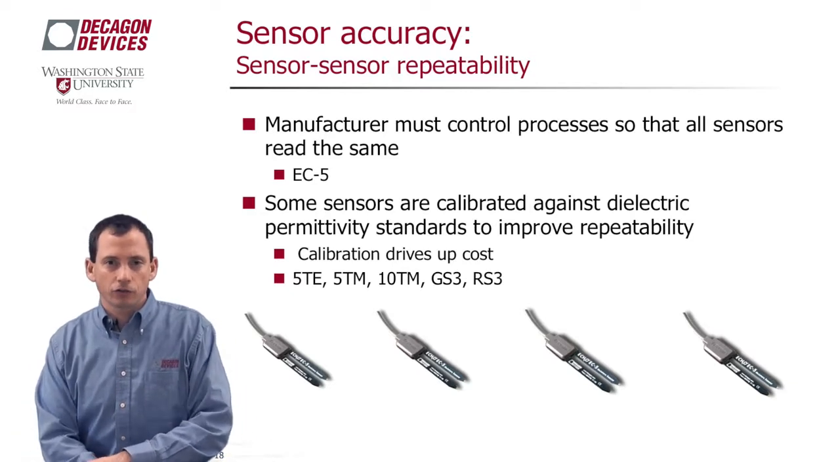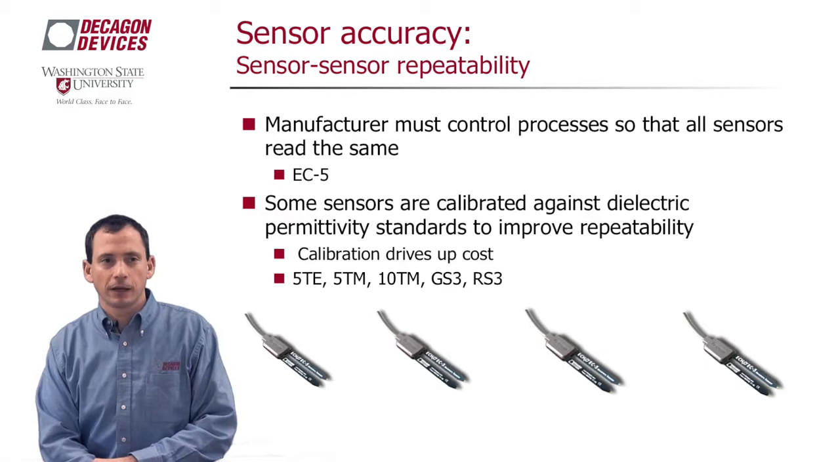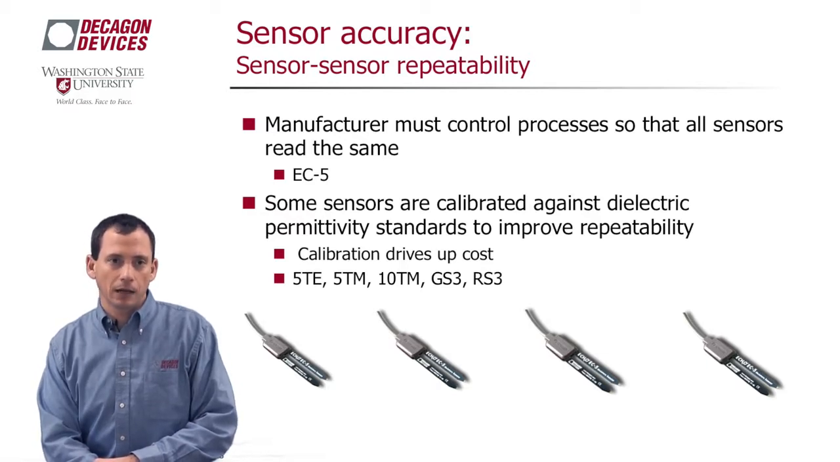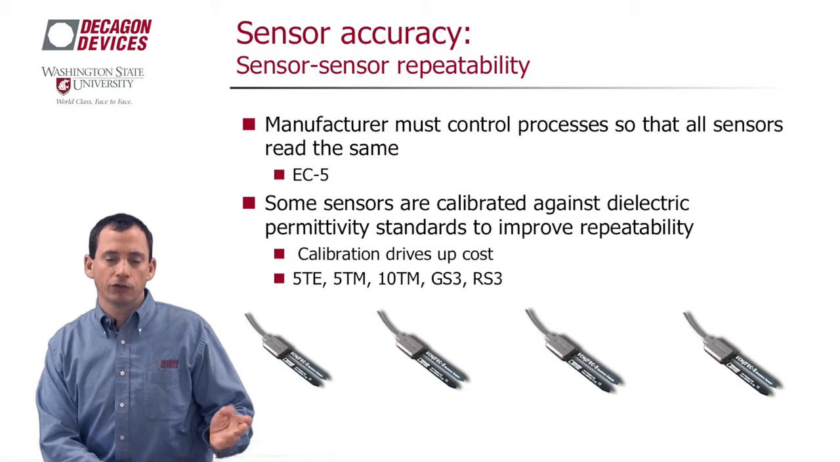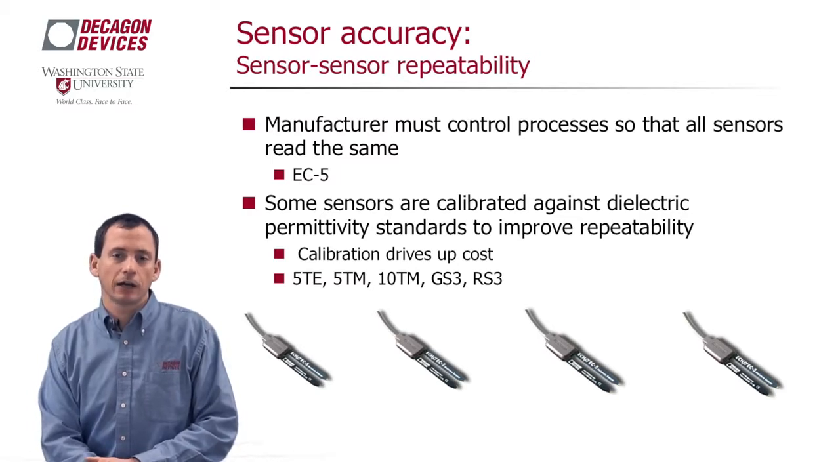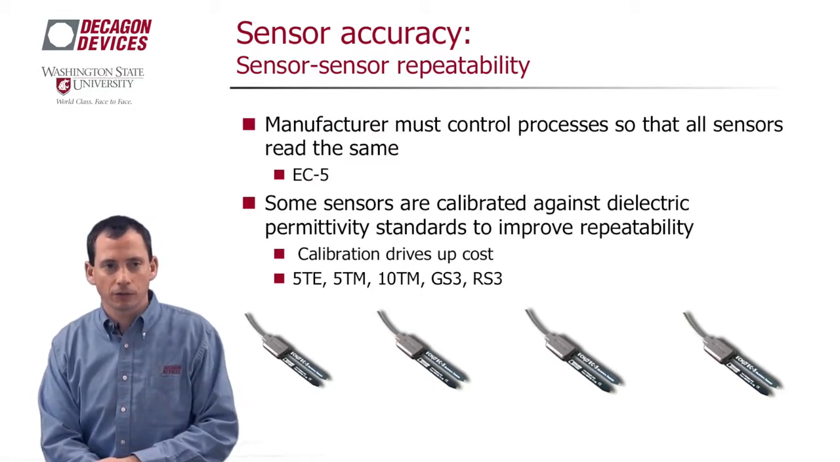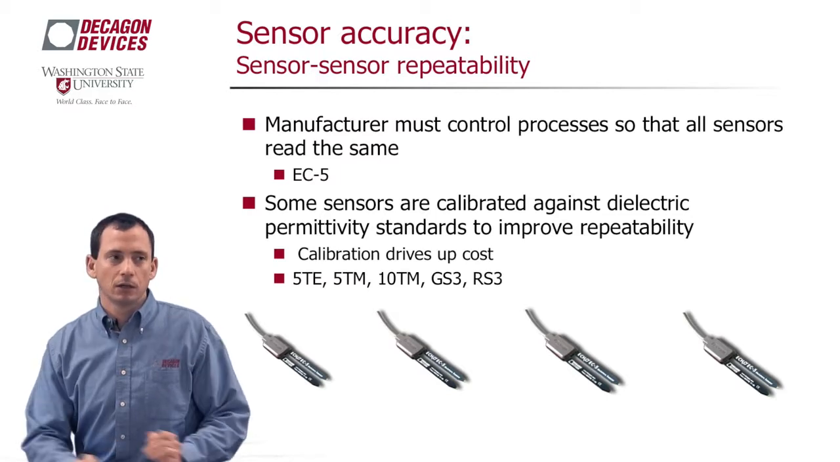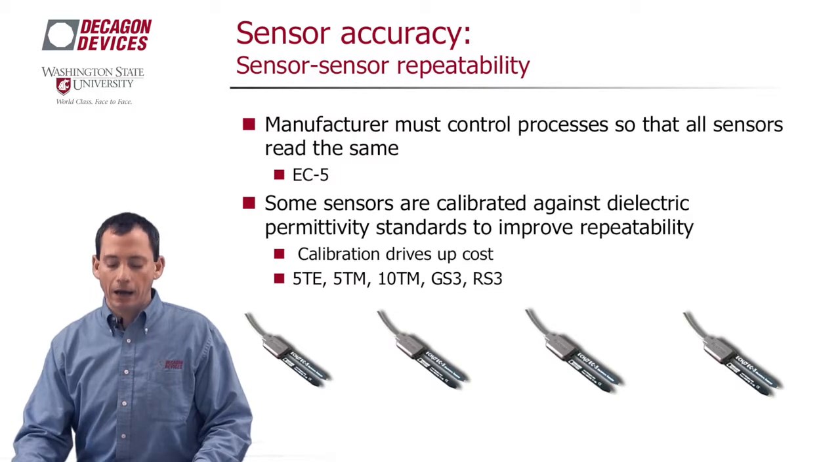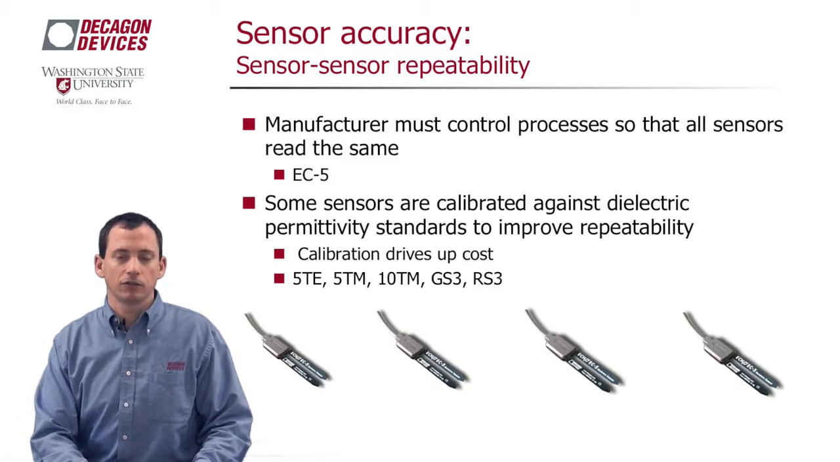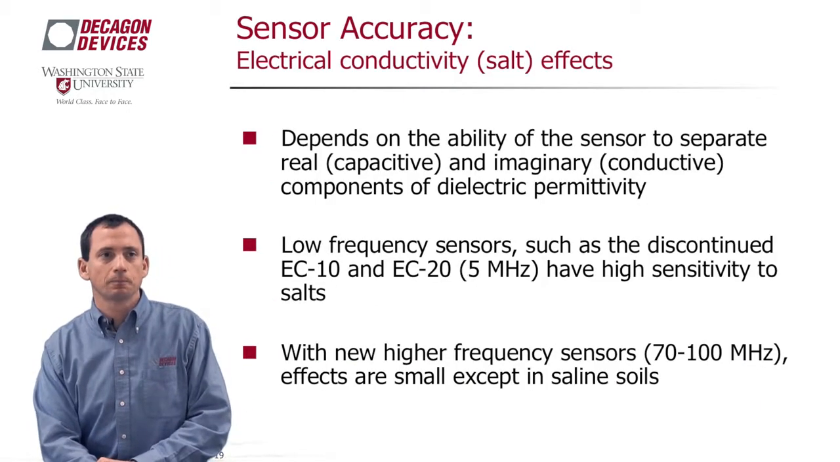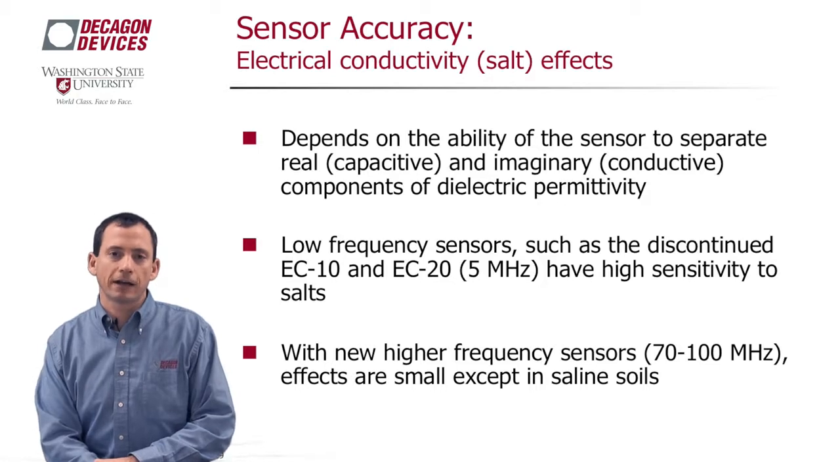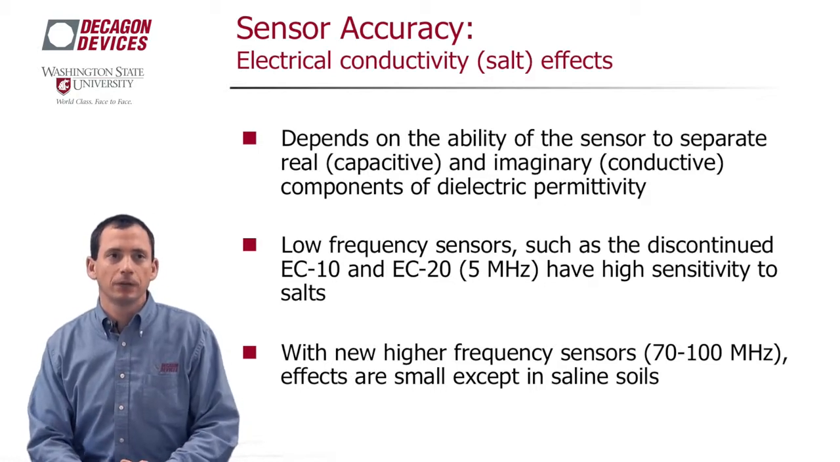Now, a lot of sensors from us and also from other manufacturers are individually calibrated in standards of known dielectric permittivity, and this really helps increase the accuracy, but it also drives up the cost. So you'll see up there that most of our sensors at this point are calibrated sensors that we know pretty darn well how accurately those measure dielectric permittivity. So if we take that step, then we're pretty certain that we're giving you a good, accurate sensor. However, there are other factors in the soil that affect that accuracy.